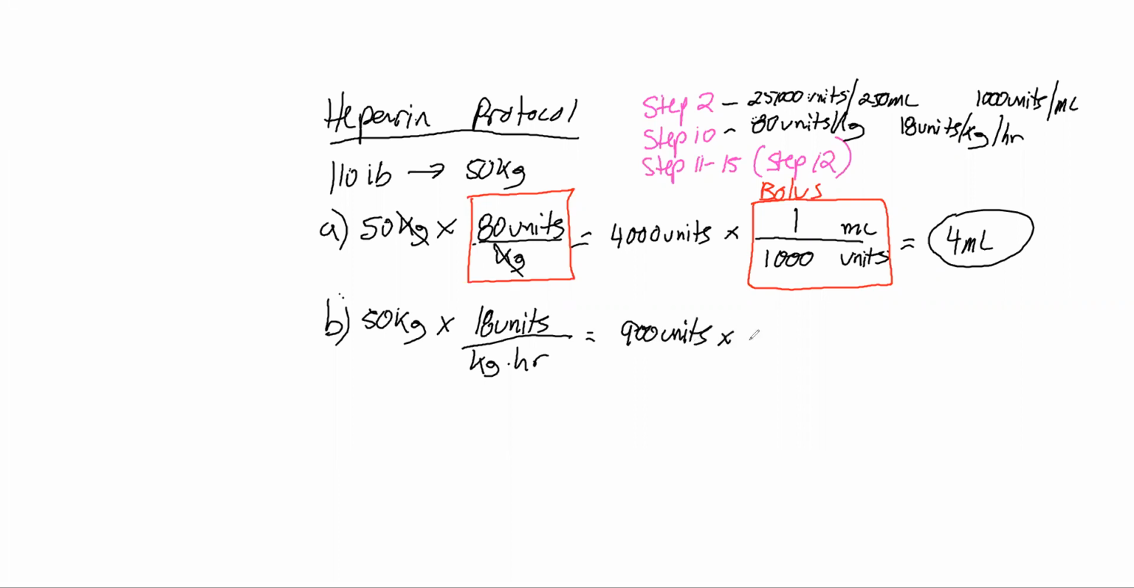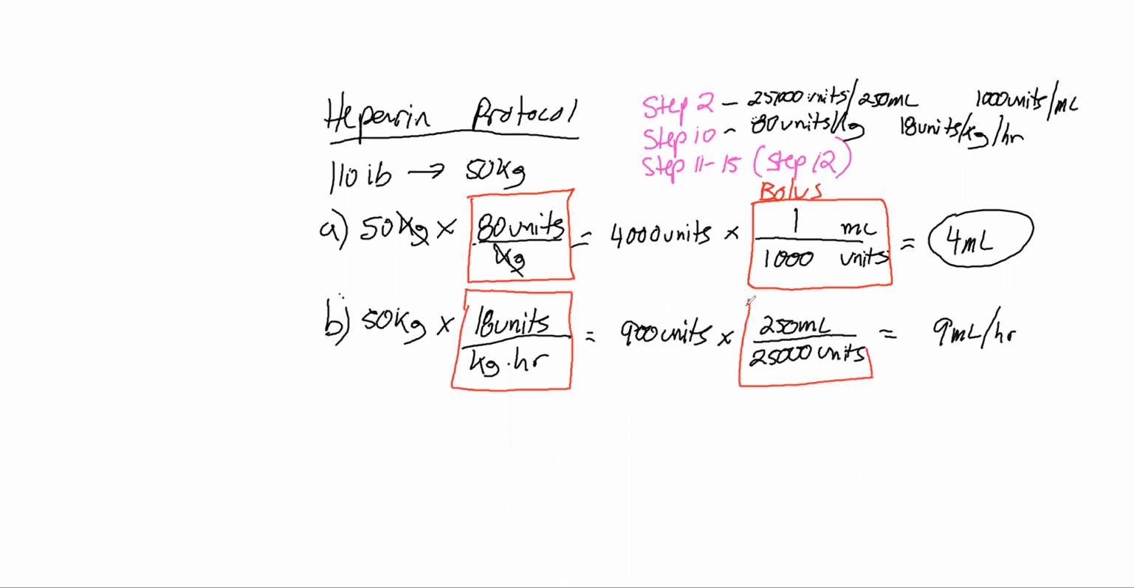We don't want units, we want milliliters per hour because that's what the question asks for. And so we use the information from step 2 that says that there's 25,000 units of heparin in 250 milliliters of half normal saline. So 25,000 units and 250 mL. And then we will get 9 milliliters per hour. Again, the standards for my initial heparin drip or drop rate or flow rate are boxed in red. And this is the information I would always use when I'm calculating flow rate.